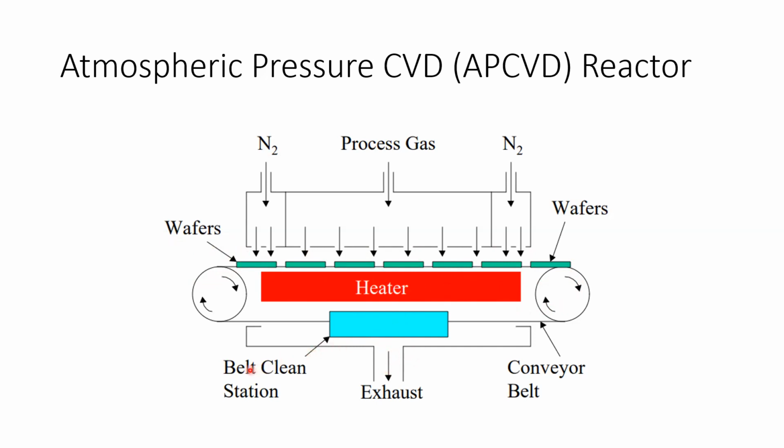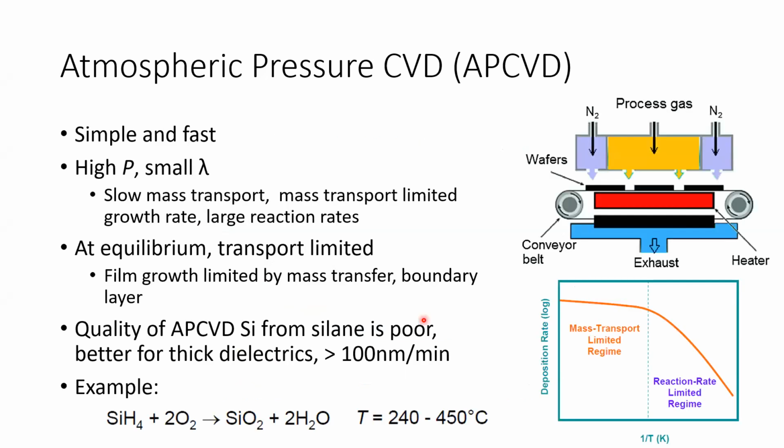Also here we have our cleaning station. There might be dirt on the belt, so we need to have a belt cleaning station, maybe with some sort of solution. And this is our basic system for APCVD. So this system is simple, and also it is fast.